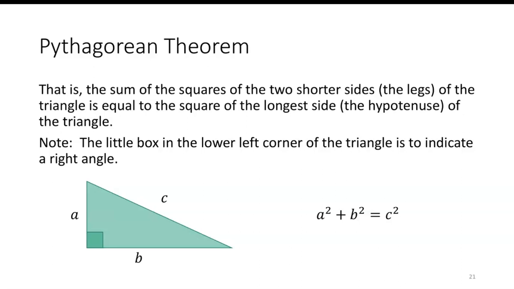So the sum of the squares of the two shorter sides, which we call the legs of the triangle, is equal to the square of the longest side, the hypotenuse of the triangle. Note, you see that little box in the lower left corner of the triangle? That's the right angle indicator.